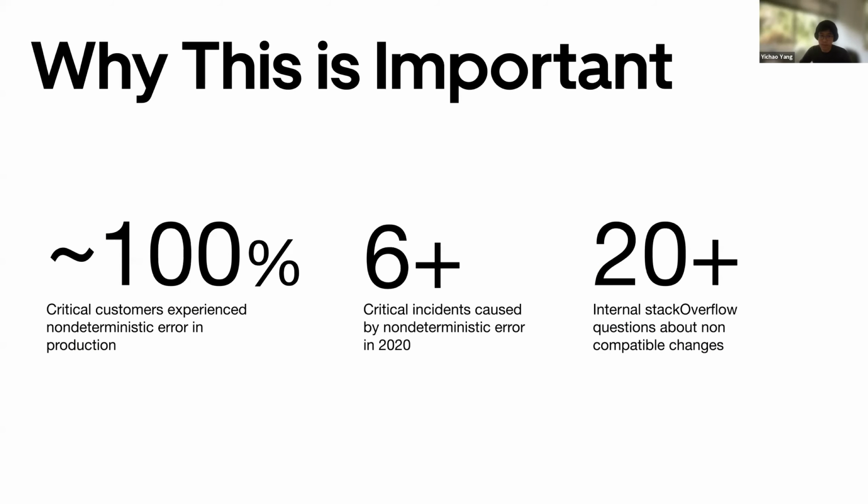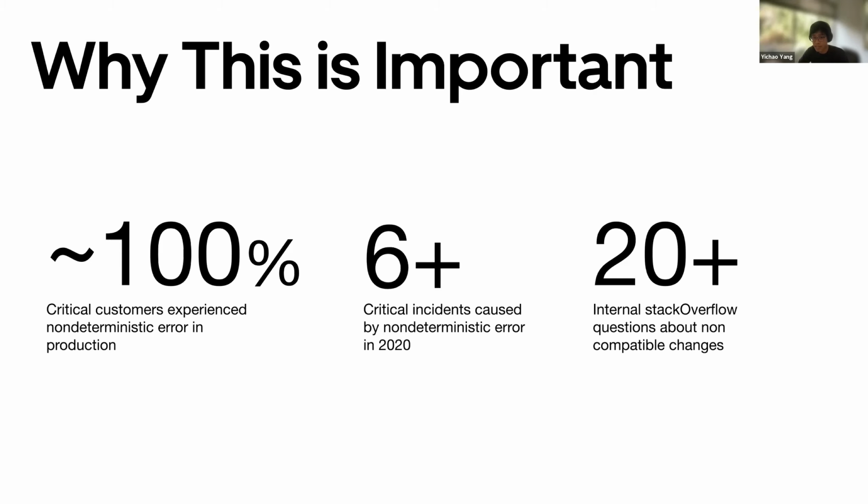Why is this an important problem? We did an internal survey, and almost 100% of the important customers inside Uber indicated that they have encountered such non-deterministic cases in production, and it has caused more than 6 critical incidents in the past year. The reasons behind those two numbers are actually simple to understand. First, it's very hard for our users to tell when this GetVersion API is needed. We've got more than 20 internal Stack Overflow questions regarding that, and we also get those questions from time to time in our internal support channels.